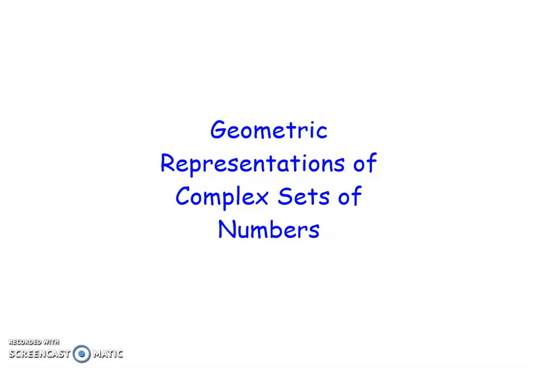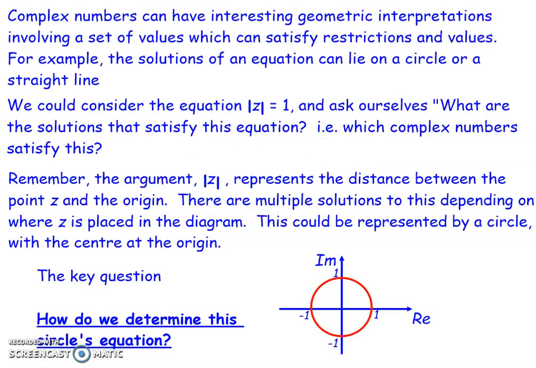So what we're going to do here is I want to look at geometric representations of complex sets of numbers. This is going to take the Argand diagram, which is a geometric representation of a single complex number, and extend this into sets of multiple solutions of complex numbers themselves. The reason that we're going to do this is that it can have interesting geometric interpretations involving these sets of numbers because they have to satisfy certain restrictions and values.